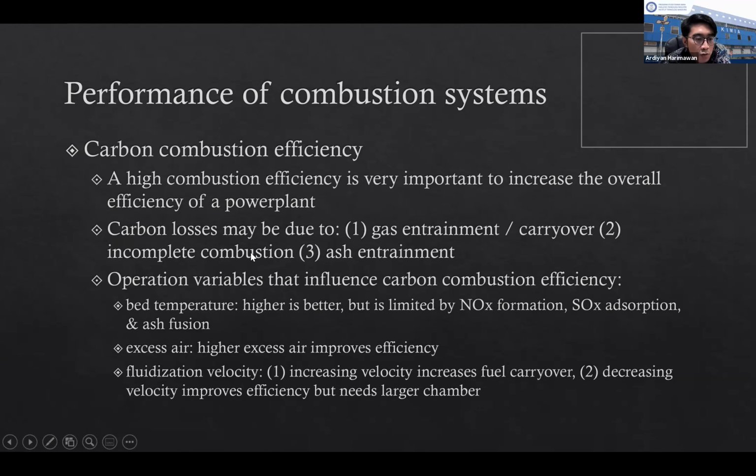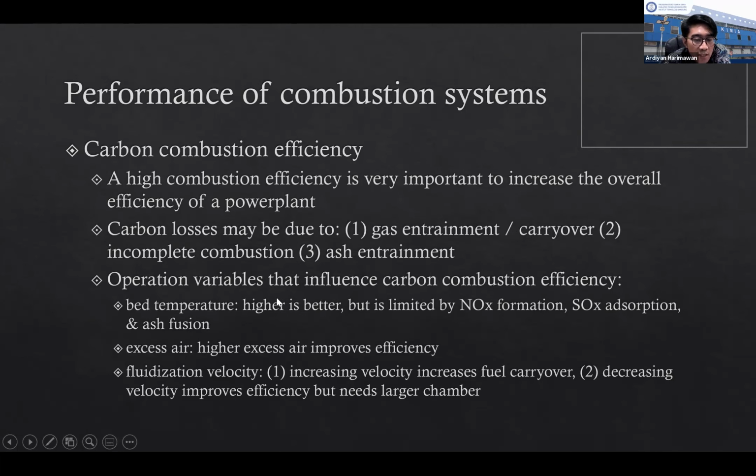We may encounter carbon losses, which means part of the carbon contained in the fuel is not converted into heat. One cause is gas entrainment or carryover. The second one is incomplete combustion, so the carbon remains at the bottom. And the third one is the S entrainment. Okay. The operating variables that influence the carbon combustion efficiency: one is the temperature of the bed.